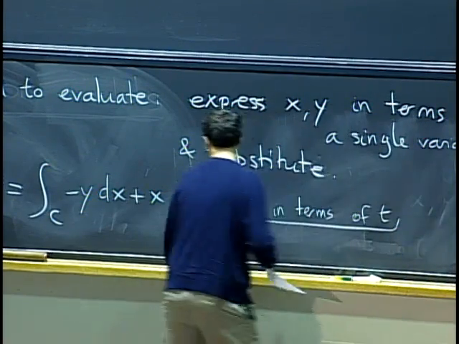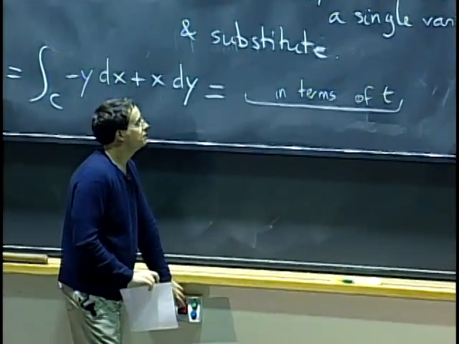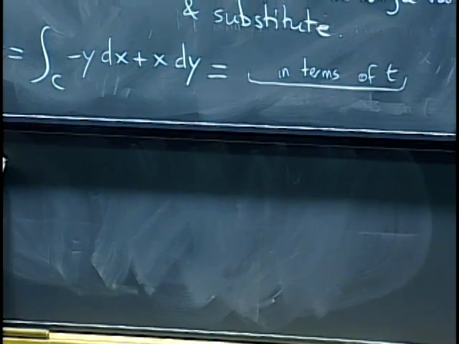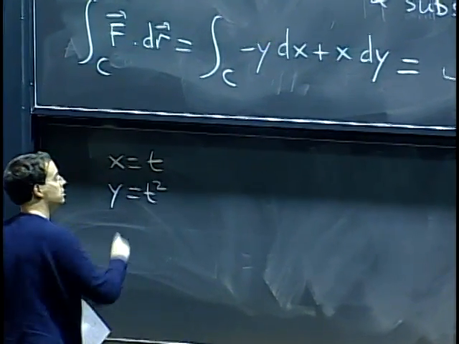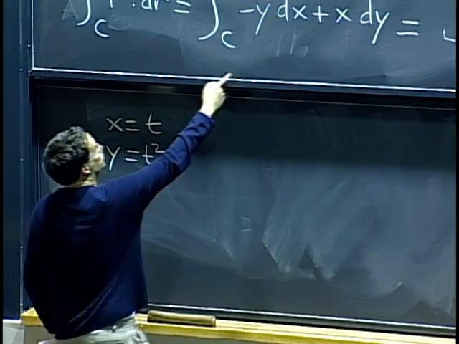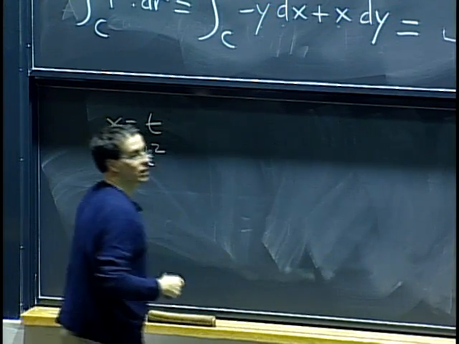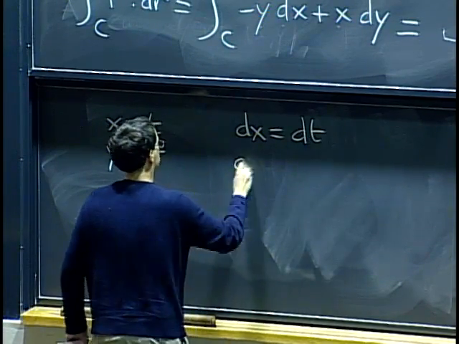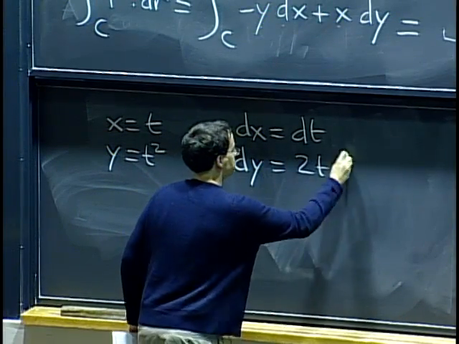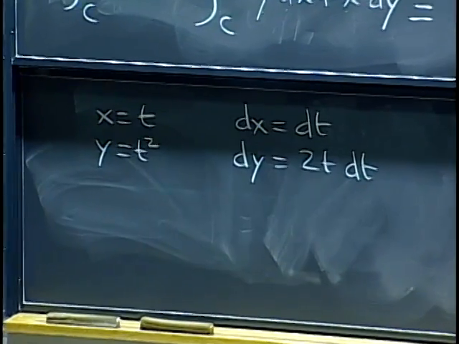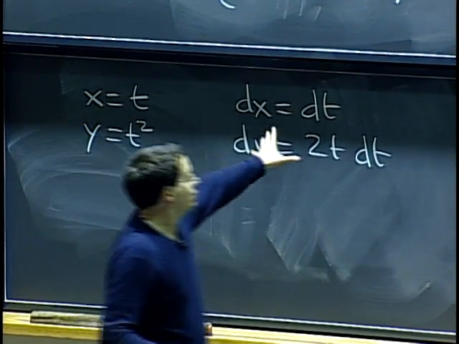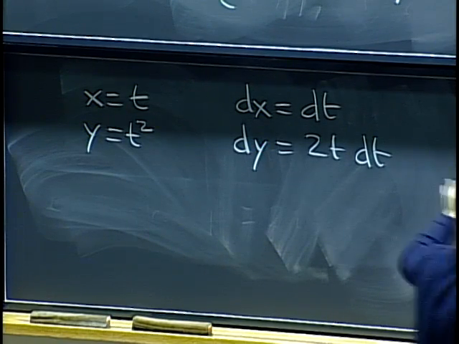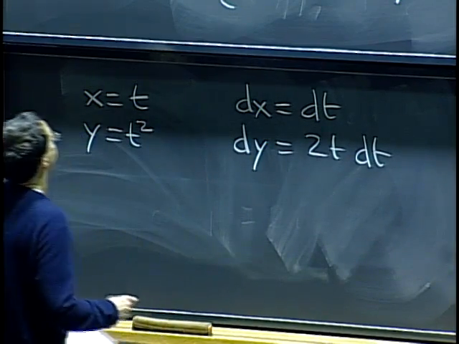So how do we express everything in terms of t? Well, we use the parametric equation. We know that x is t and y is t squared. So we know what to do with these two. What about dx and dy? Well, it's easy. We just differentiate. dx becomes dt. dy becomes 2t dt. I'm just saying in a different language what I said over there with dx/dt equals 1, dy/dt equals 2t. It's the same thing, but written slightly differently.